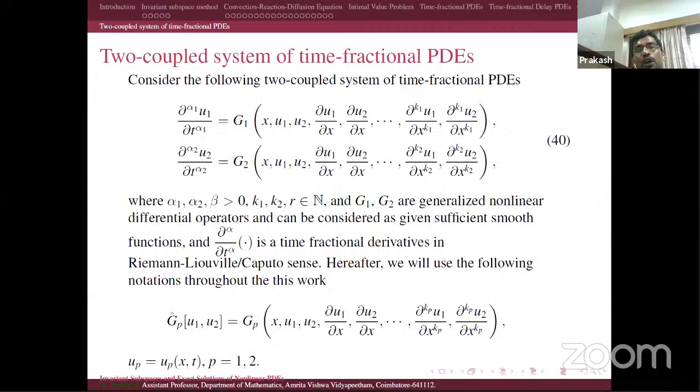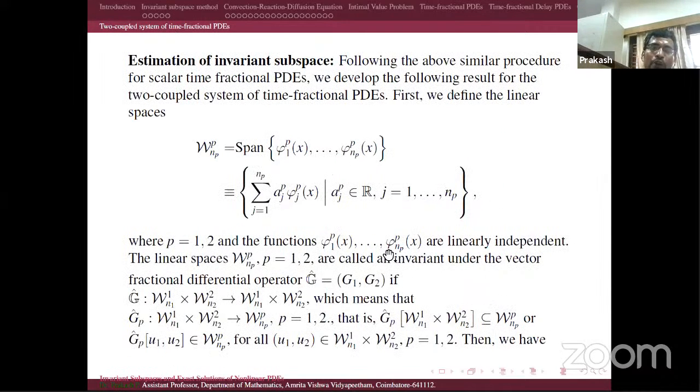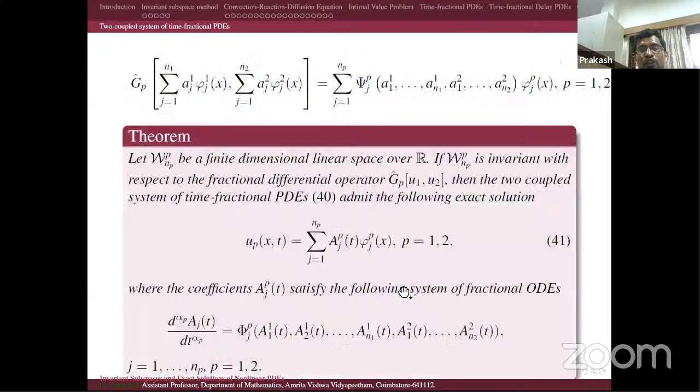Here, I'm considering a two-coupled system of time fractional PDEs. This is a more general form. Here, the operator G1 has order K1 and G2 has order K2. So here also we can use a similar process. First we need to define the linear space. When can we say the linear spaces are invariant under the vector differential operator, with components G1 and G2? When they satisfy this condition, then we can say the linear space is invariant under the given differential operator.